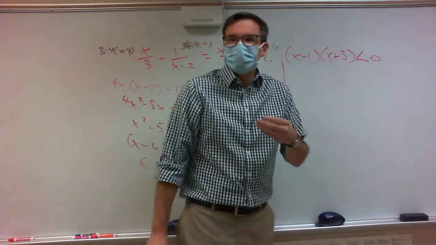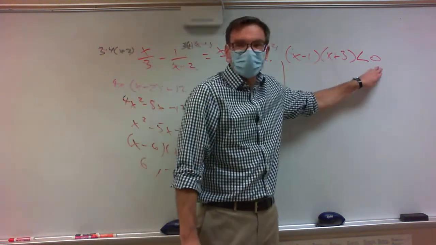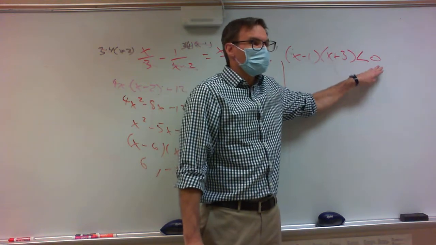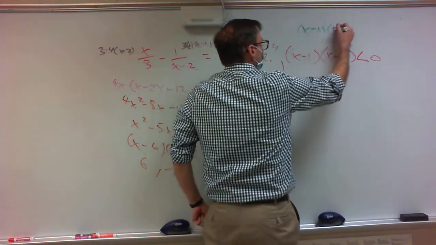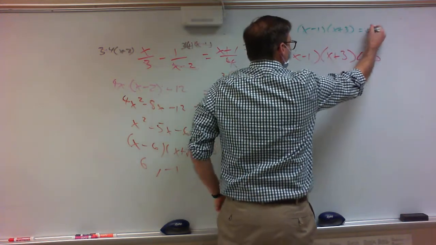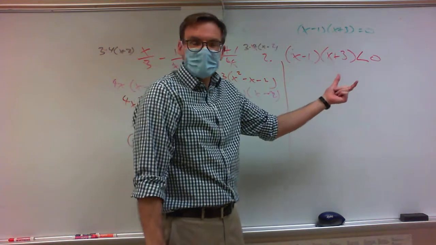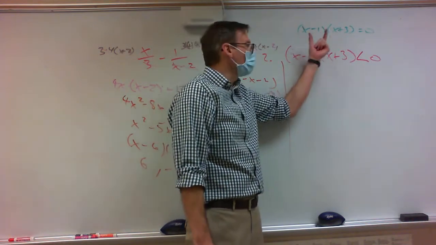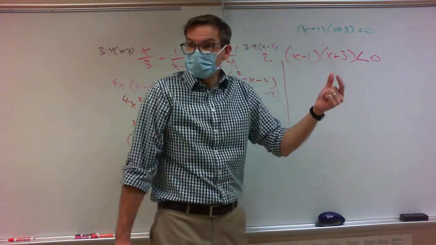First we have to identify our boundary points, right? And it's very important that this whole thing is less than 0, right? Because what you want to do is think, well, how would you solve x minus 1 times x plus 3 equals 0? How do you solve that? Well, that's easy. What makes that 0 is 1, what makes that 0 is negative 3, and so we found what makes it 0.